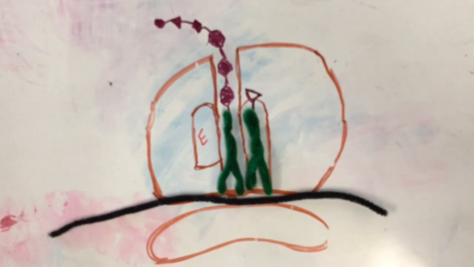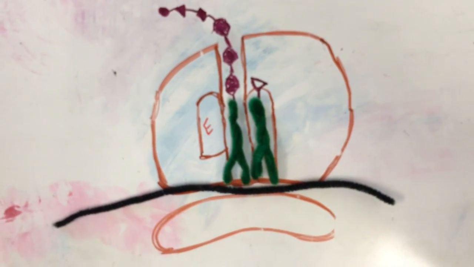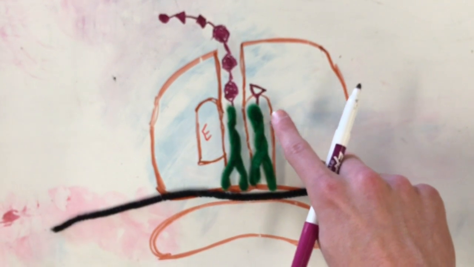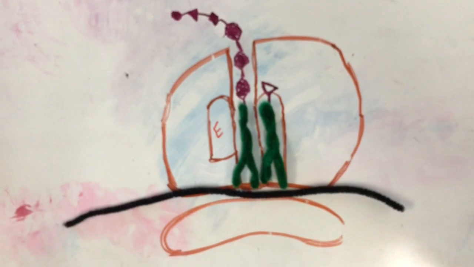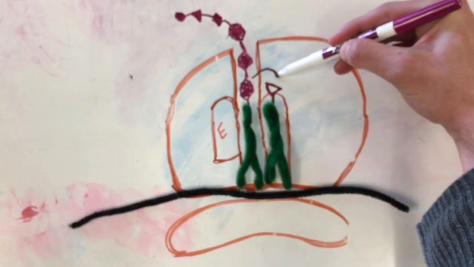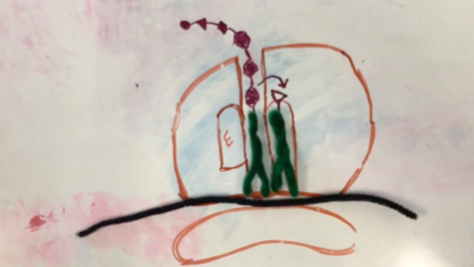The rRNA molecule of the large ribosomal subunit catalyzes the formation of a peptide bond between the amino group of the new amino acid in the A site and the carboxyl end of the growing polypeptide in the P site. The step removes the polypeptide from the tRNA in the P site and attaches it to the amino acid on the tRNA in the A site.